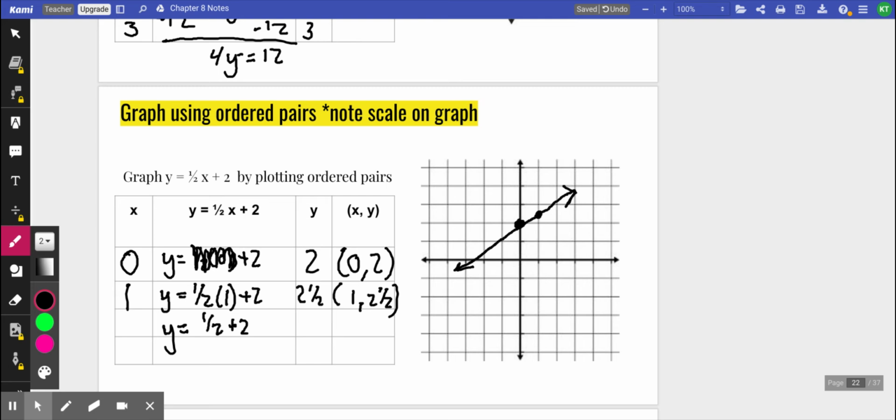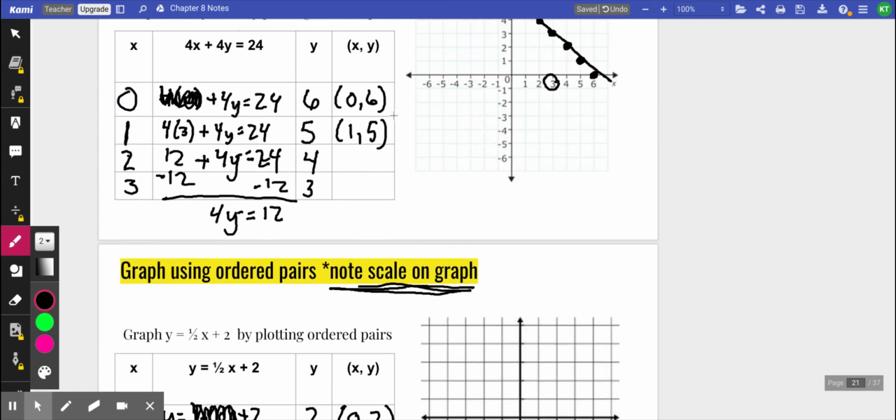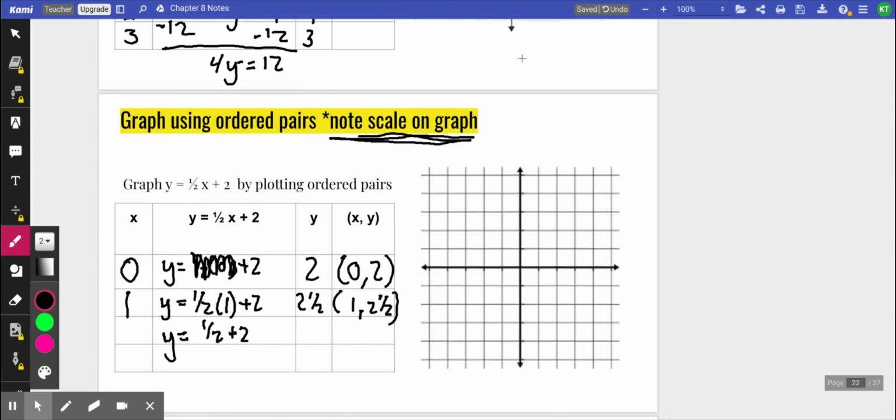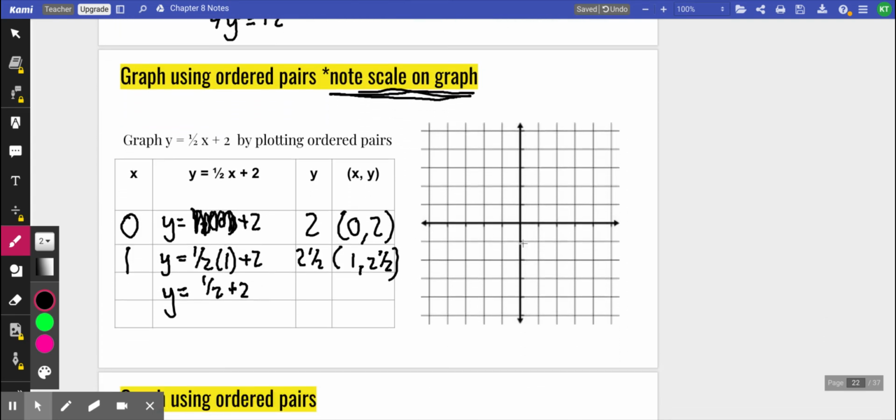Okay, now let me erase this here. Note the scale on the graph. If we scroll up, the scale here is each line is worth 1. Sometimes you'll see it in increments of 2, and on the worksheet today you will.